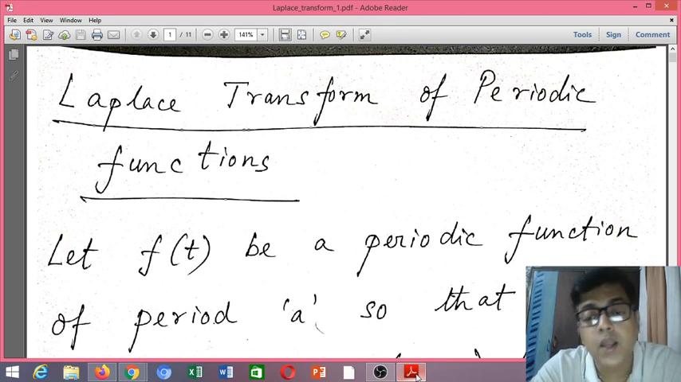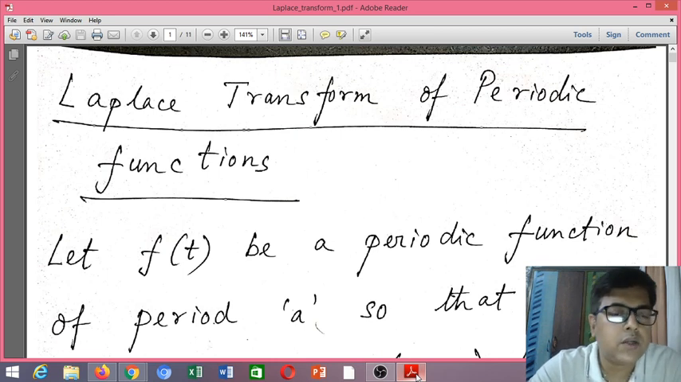As the name says, periodic. It refers to a period, and a period is a unit of time, a time interval. So a periodic function is something which repeats after a certain unit of time. Let's say f(t) is a periodic function with period a. Then f(t + a) will be equal to f(t).